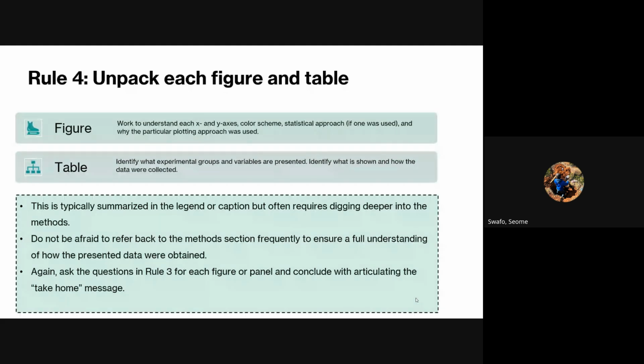What does it tell us in relation to your objective? What does the table tell us? That's how you understand better, if you can relate the figure and table to the methods. So when you read, you need to check the figure caption, then revisit the methods, and then ask what is actually the take-home message from this figure.